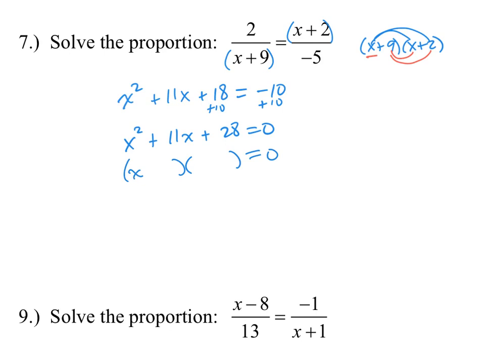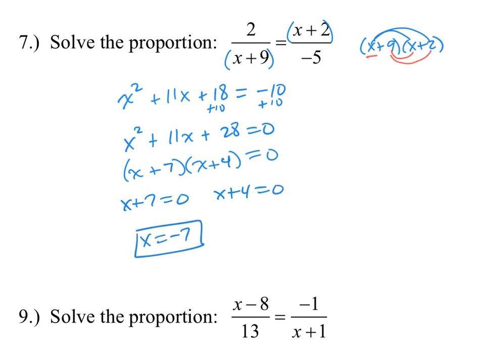Each of these binomials starts with x. I see that my signs are alike and they're both positive, so I'm going to put a plus and a plus. Now, factors of 28 that add up to 11, we said they were 7 and 4. Since they're both positive, you can put the 4 or the 7 in either spot. Doesn't matter. But then the next thing you want to do is set each factor equal to 0 and solve. So our two solutions are x equals -7 and x equals -4.